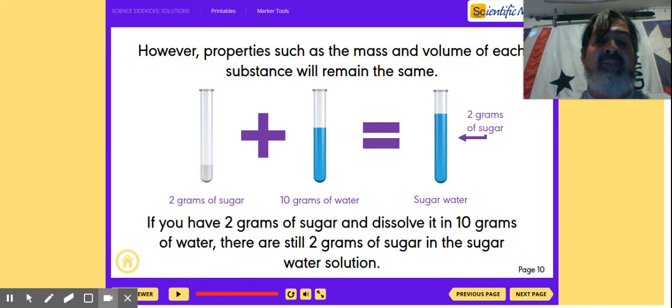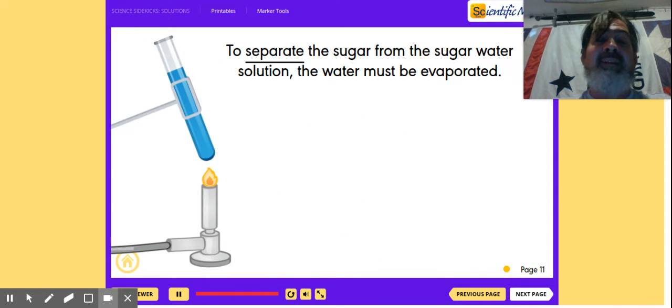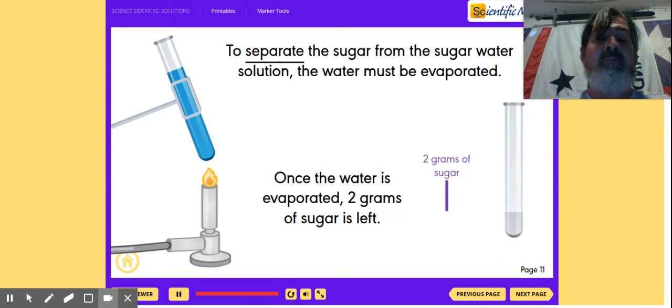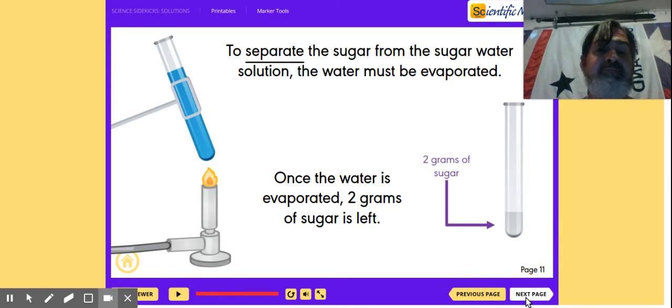Okay, so at that point, the only way to separate the sugar from that sugar water solution would be to evaporate the water. So once the water is evaporated, guess what? In the bottom of our container, all of the water is going to evaporate, but we are going to have 2 grams of sugar left in the bottom of that container.